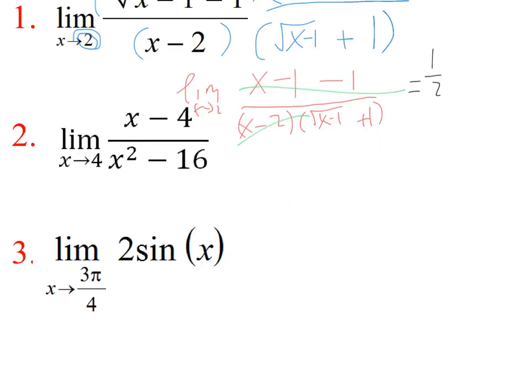So let's do the second one. As it is right now, we cannot plug in a 4. So what do we do? You guessed it, we factor. So cancel out the x minus 4's on top and bottom. We end up with 1 over 8.